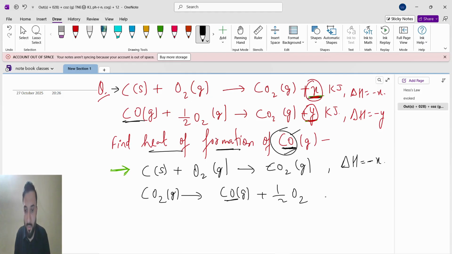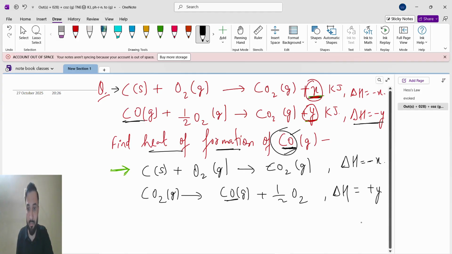Here we have reversed the reaction. If we are reversing the reaction, the product is brought toward the reactant side and the reactant toward the product side. If we are reversing, the sign will also get reversed. So delta H will become plus Y. It was minus Y, it will become plus Y. If it was plus Y, then it would become minus Y.